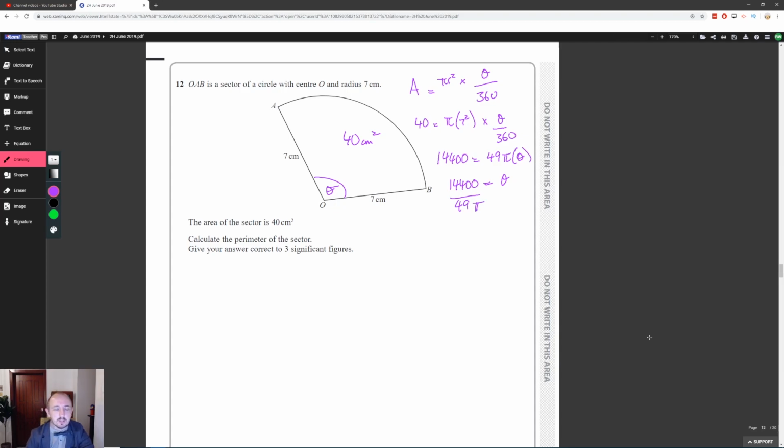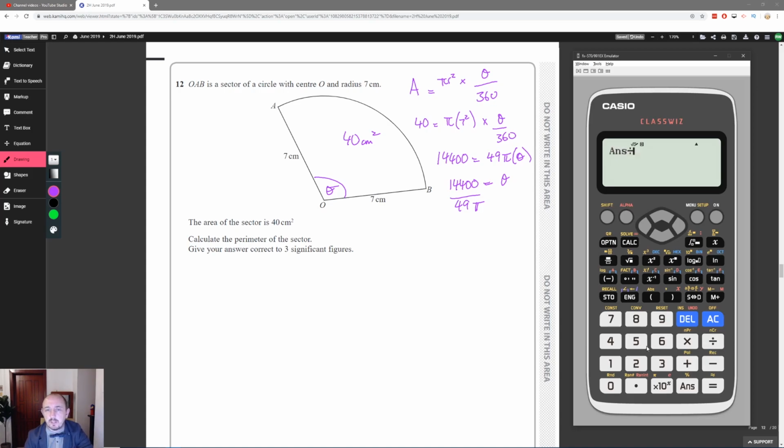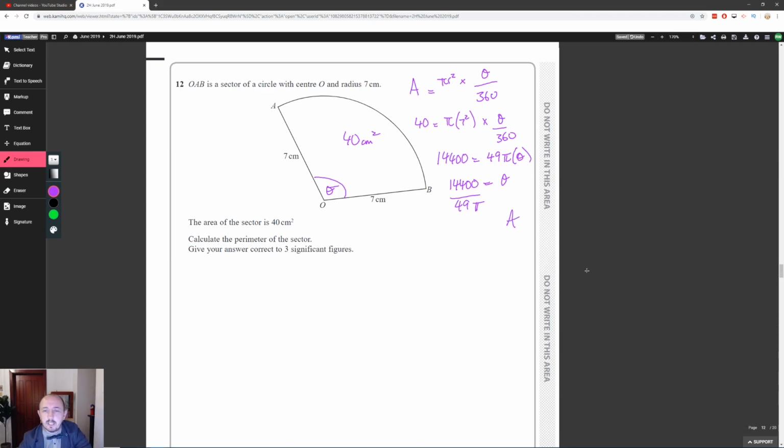So that's not going to be a very nice number, but we'll store that in our memory. So we'll divide that by 49 pi. And that goes into the memory slot A. So I put that in slot A. Calculate the perimeter.